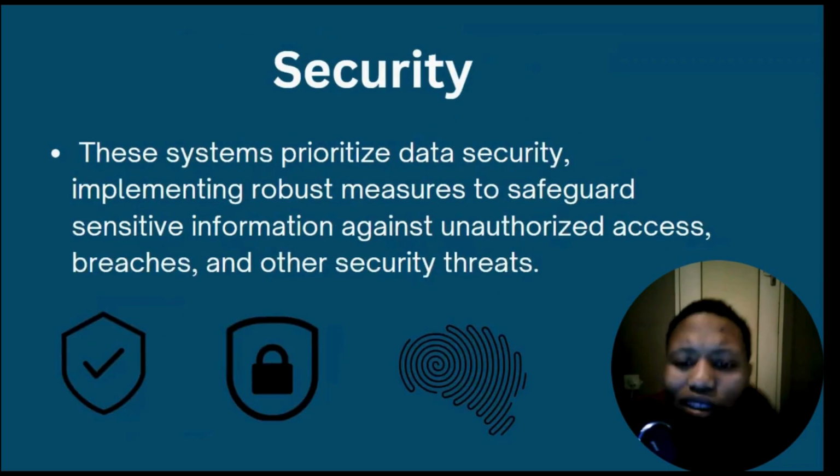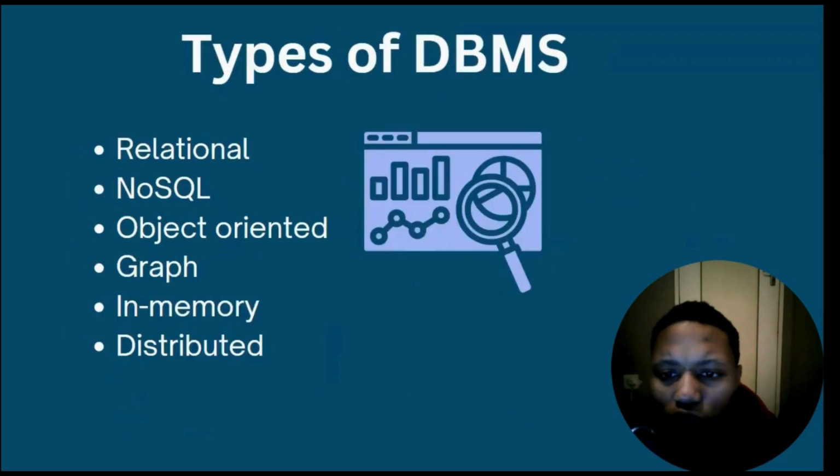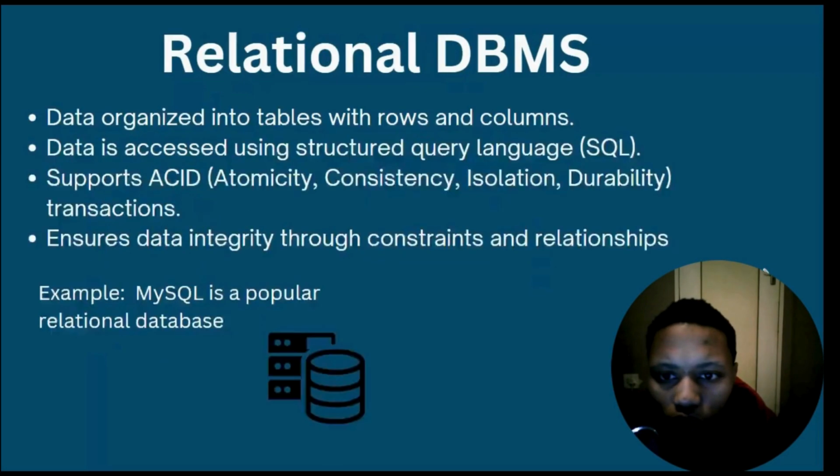Security: these systems prioritize data security, implementing robust measures to safeguard sensitive information against unauthorized access, breaches, and other security threats. Types of database management systems: we've got relational, NoSQL, object-oriented, graph, in-memory, and distributed.